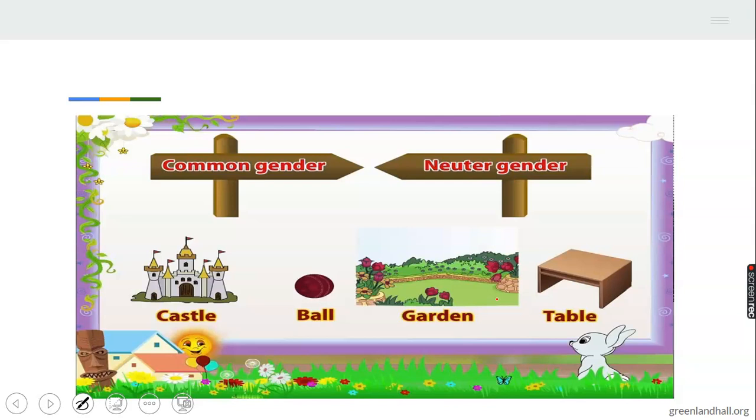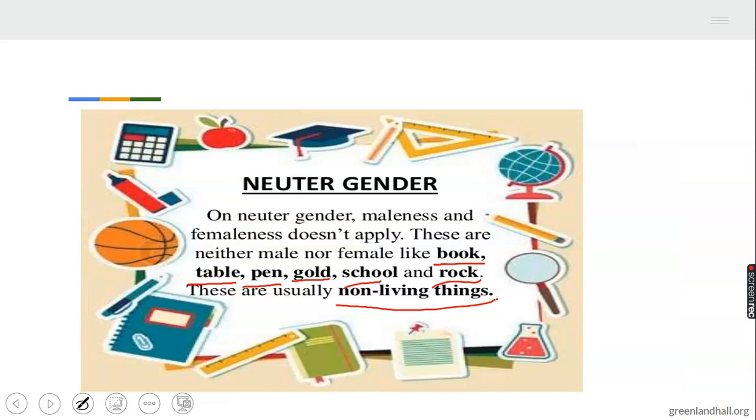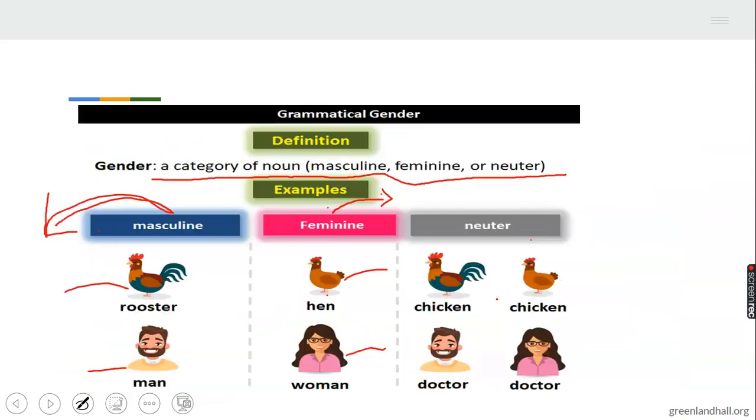But common gender, look at this. Let me show you this picture again. Okay. This one. Now look at this. This man is masculine, right? And this woman is feminine, right? The man is a man. A masculine gender is a male, while the woman is a female. So she belongs to the feminine gender. Now look at this. The two of them are doctors.